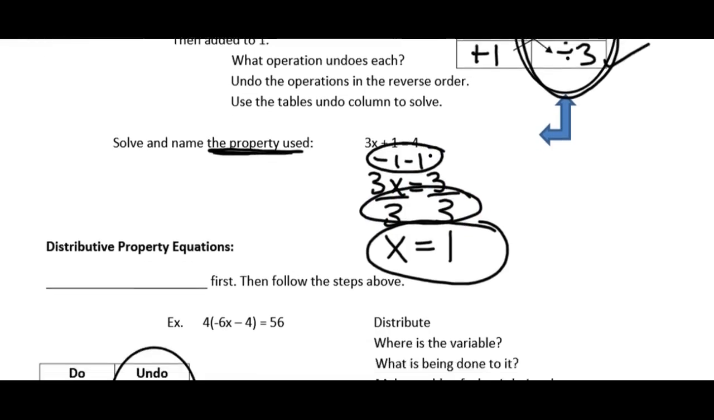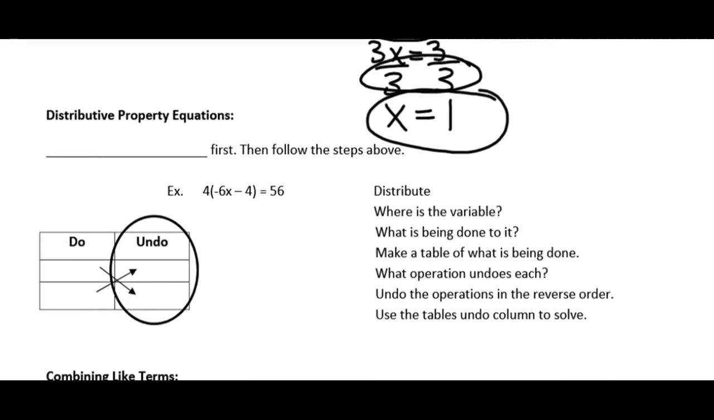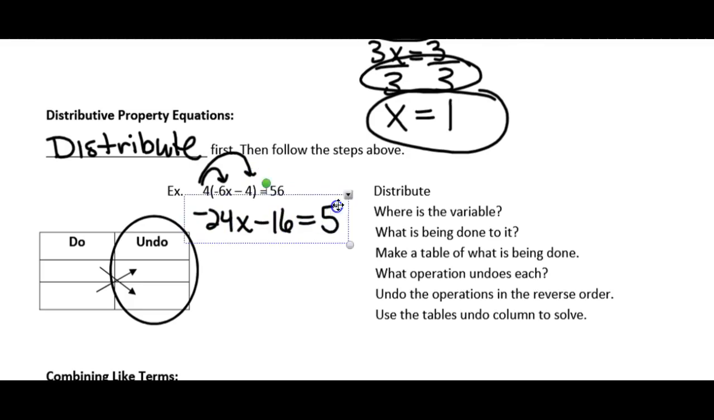Now what happens if it's not a two-step equation? What if it's more complicated? Well, if we have some distributing, we take care of that first. So if we notice that there's some distributing in our problem, we distribute first. Then we follow the steps that we just did. So my first step on this problem is to distribute. So it's negative 24x minus 16 is equal to 56.